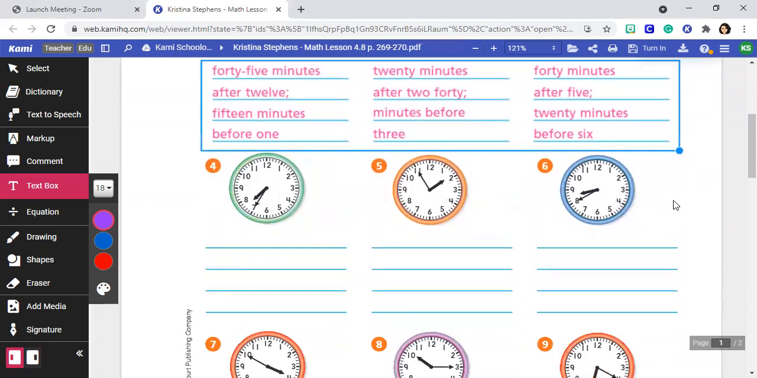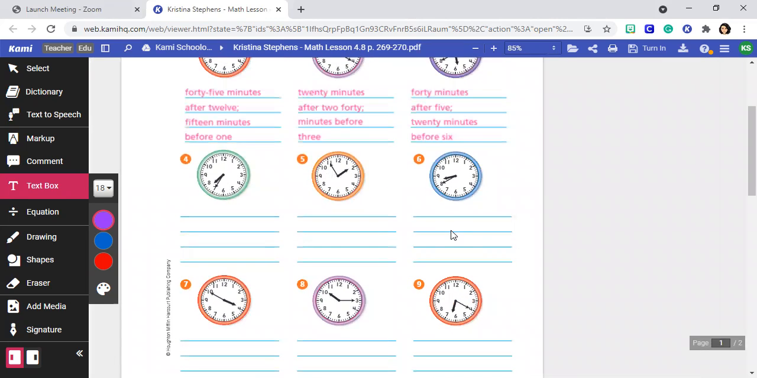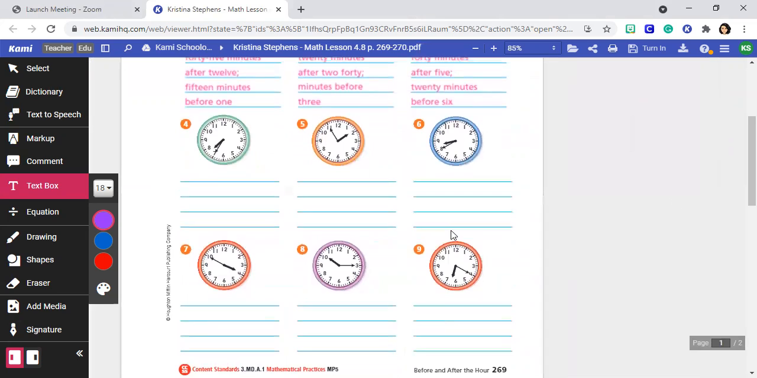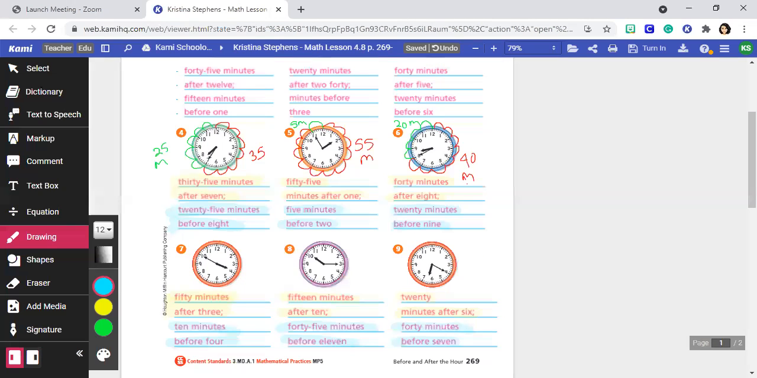Let's keep going here. I'm actually going to just give you an opportunity to pause and do the work for 4 through 9. Practice is what we need to do here. That's how we learn. We are practicing this skill. So I want you to pause the video, write down what you believe are the minutes after the hour and the minutes before the hour, and then come back and check your work with mine.